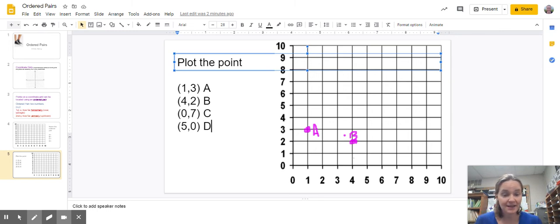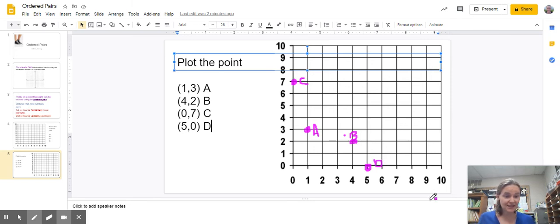Okay? Point C, I'm going to go over 0 and up 7. So that's going to look right here where my y-axis meets the 7. That's going to be point C. And then 5, 0, go over 5, up 0. That's going to be on my x-axis. Right here on the 5. That's going to be point D.